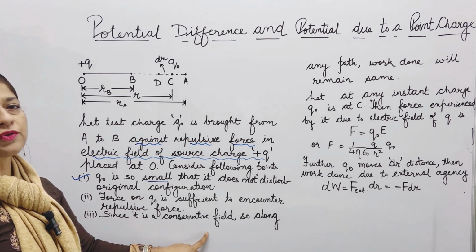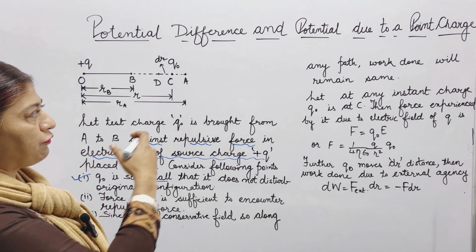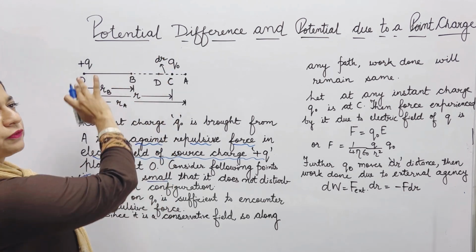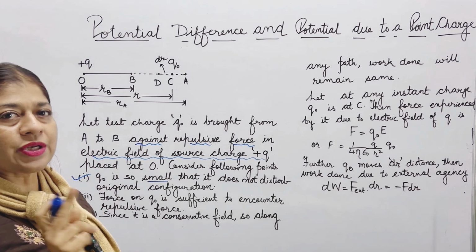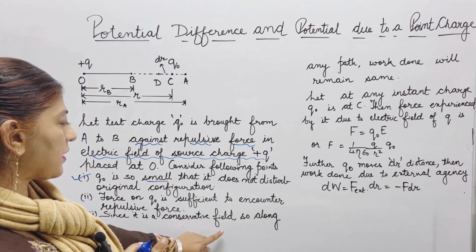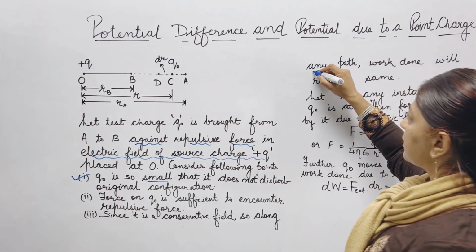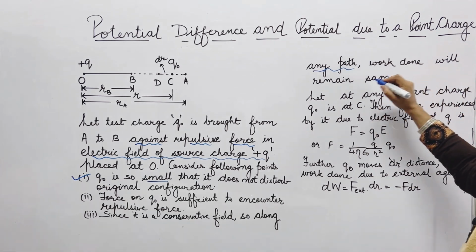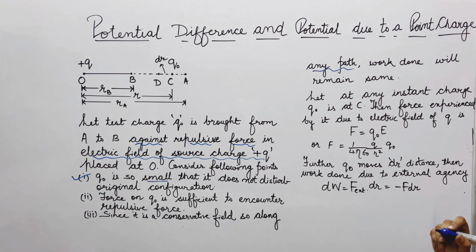Since it is a conservative field, the work done along any path does not depend on the nature of the path, only the initial and the final points are important. So since it is a conservative field, along any path, the work done will remain the same for the same initial and final points.